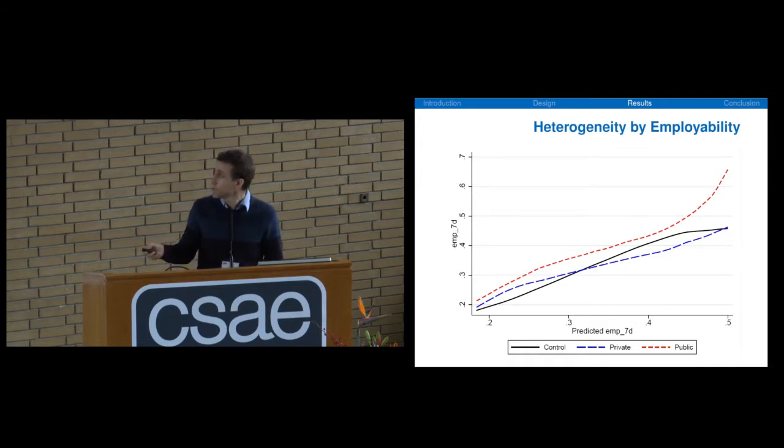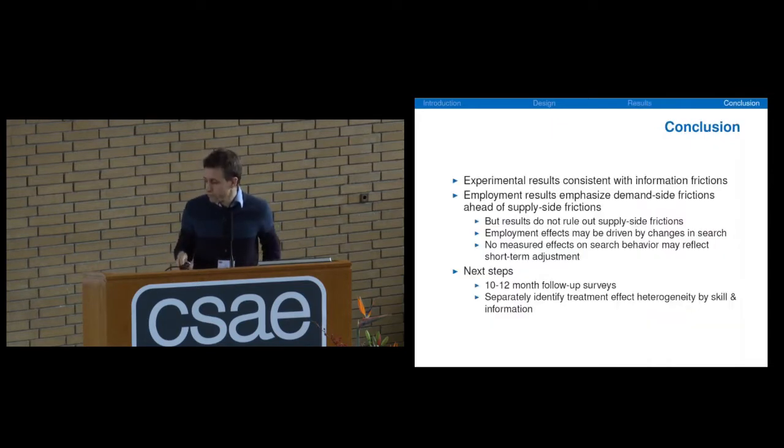sensibly that it is. But we don't see that there's a dramatic difference in the level of employment for the public treatment group versus the control group across the latent probability of employment. So it doesn't seem to be the case that this treatment is having a very different effect on people who have a good chance of getting jobs versus a bad chance of getting jobs. It seems to be a moderate increase throughout the distribution.